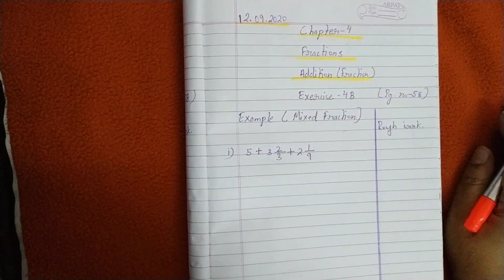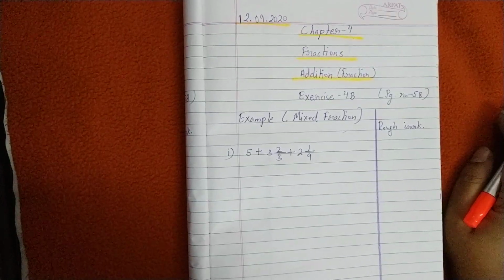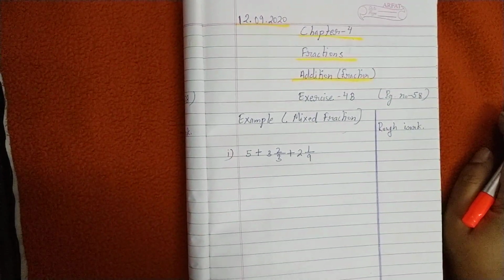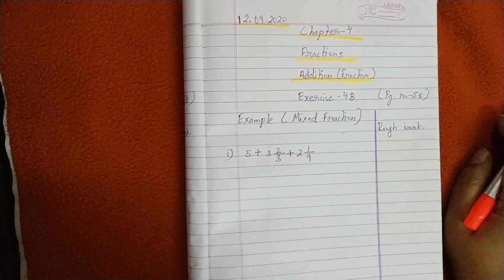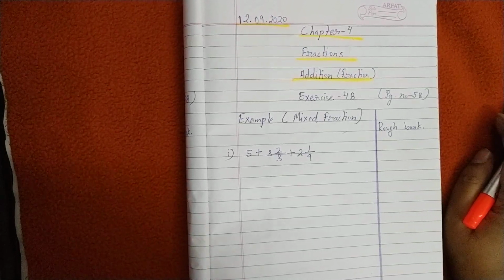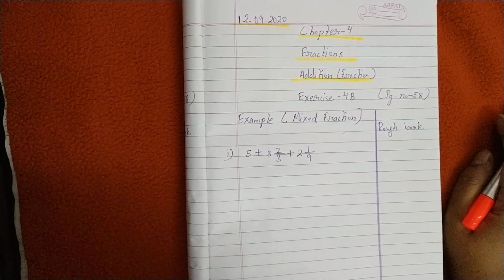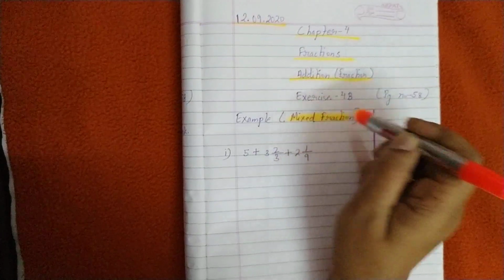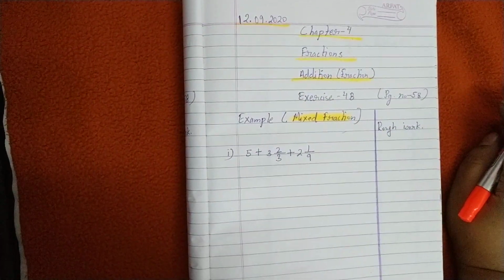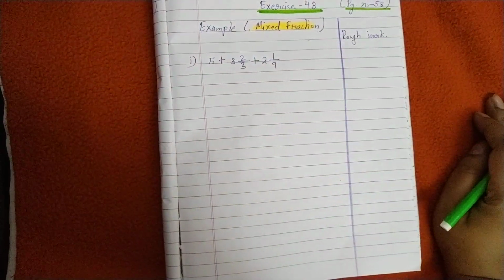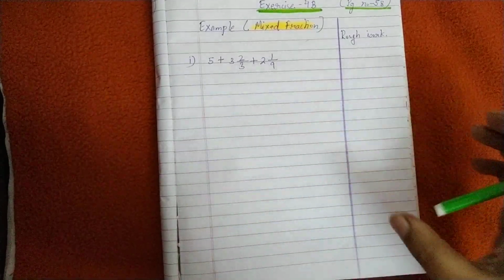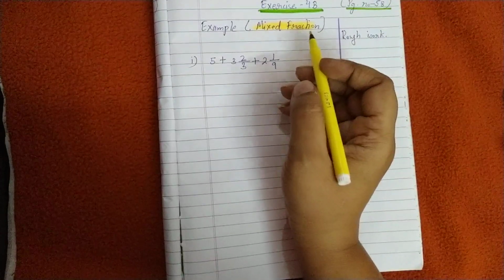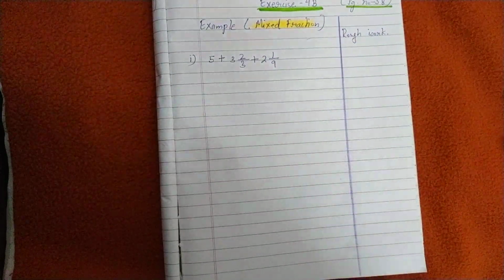Okay, in our last class, we have done addition with like fractions and improper fractions. In this class, I'll tell you how to add fractions when they are given in mixed fraction form. So children, please pay attention. Let's take the first example: how to add mixed fractions.